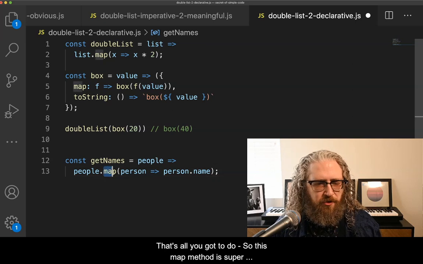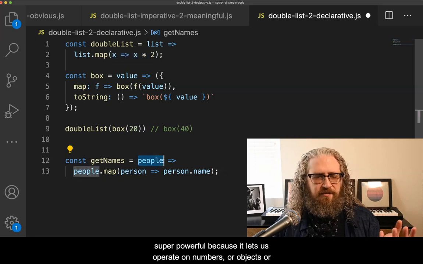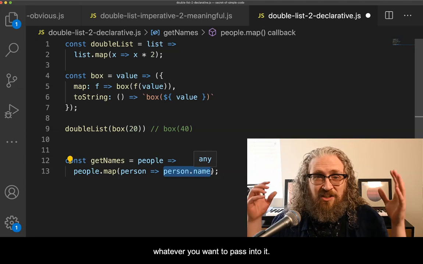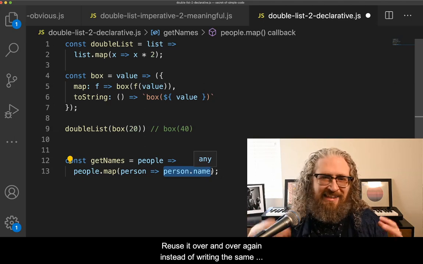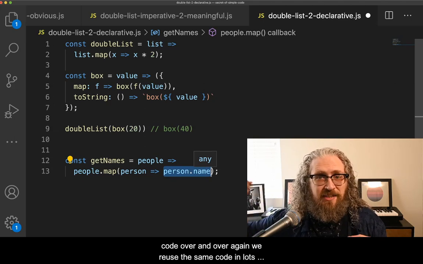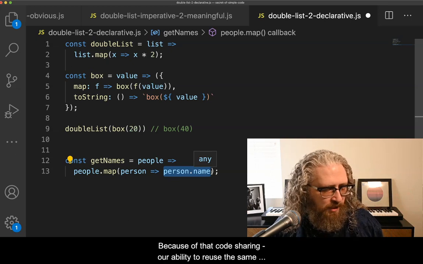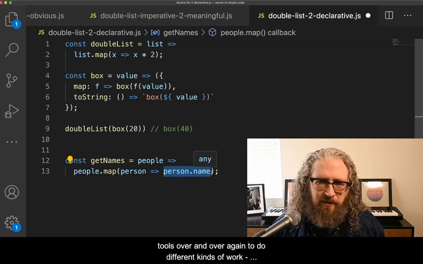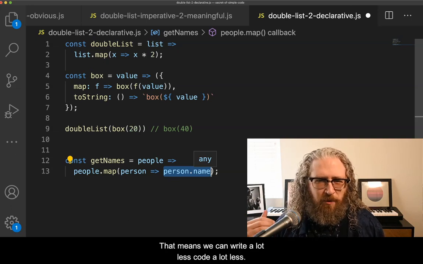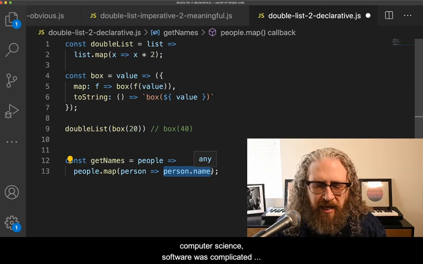So this map method is super, super powerful because it lets us operate on numbers or objects or whatever we want to pass into it. It's going to work. That's the key, right? We reuse it over and over again instead of writing the same code over and over again. We reuse the same code on lots and lots of different applications, lots and lots of different things. Because of that code sharing, our ability to reuse the same tools over and over again to do different kinds of work, that gives us superpowers. That means we can write a lot less code.